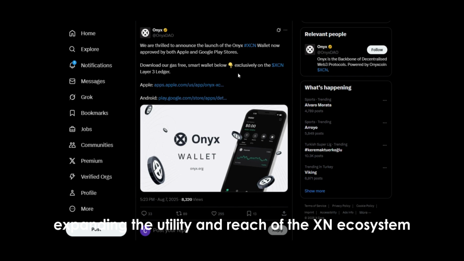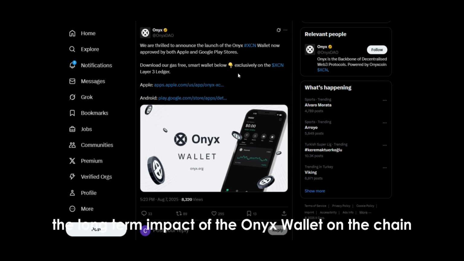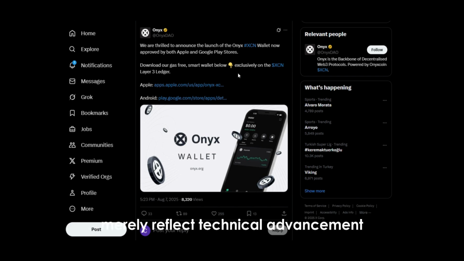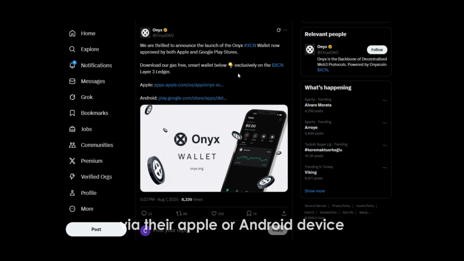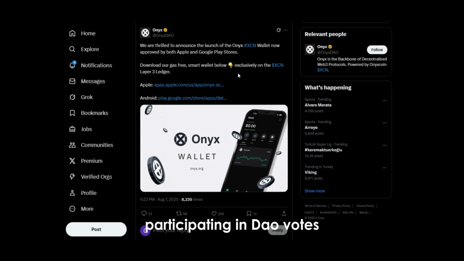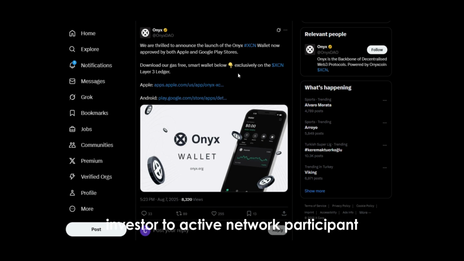In addition to all these standout features, the long-term impact of the Onyx Wallet on the chain community should not be overlooked. This wallet doesn't merely reflect technical advancement, it facilitates deeper, more consistent interaction between users and the chain network. When a user downloads Onyx Wallet today via their Apple or Android device, they're not just storing XCN, they're gaining access to staking opportunities, participating in DAO votes, minting NFTs, and managing multiple wallets all from a single app. This transition from passive investor to active network participant is transformative.